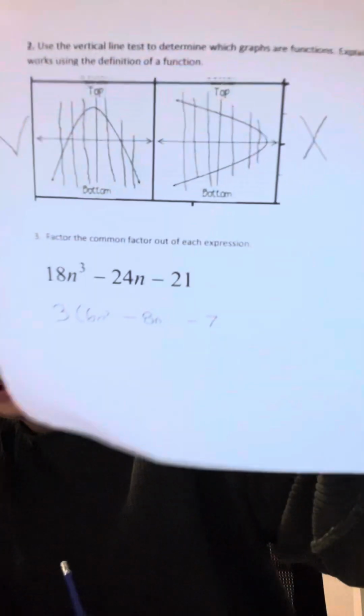And then for the n's, for 18, it has n to the power of 3, and so you would put n to the power of 3 next to 6 since you already divided 18 by 3. And then for 24, which was turned into 8, it would be 8n, not 24n. And then that's what it would look like.